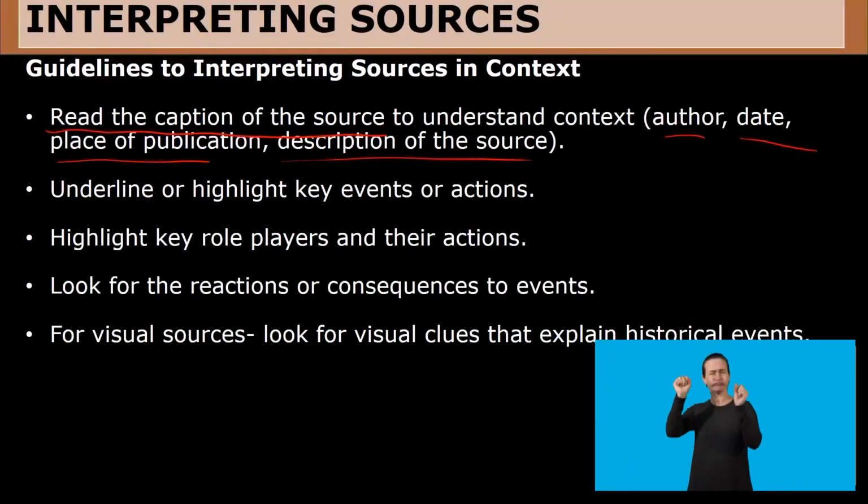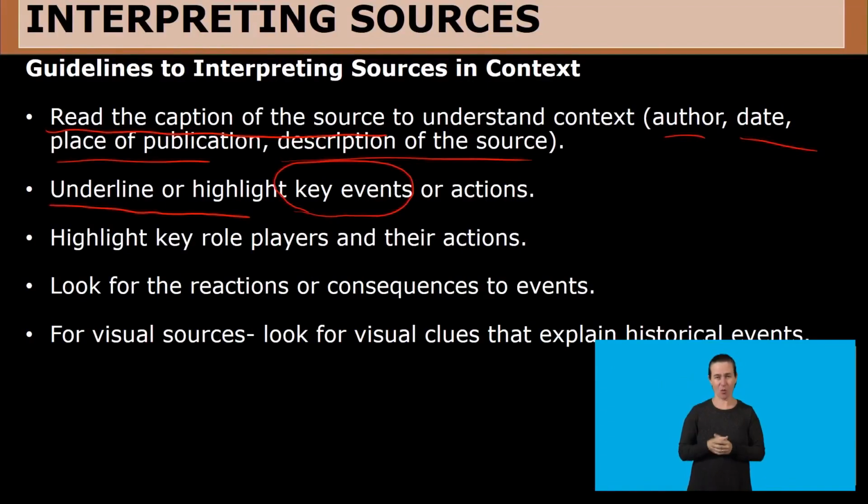And then the next thing you need to do is underline or highlight, do whatever you're comfortable with, the key events. So I'm going to circle that, key events or actions, because that is also going to help you understand cause and effect. If you can see that this was a key action, then you need to ask yourself, what did it lead to? What was the result, or what was the next action after that key action?